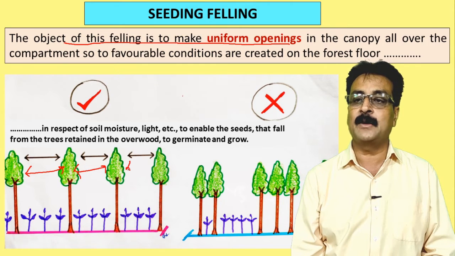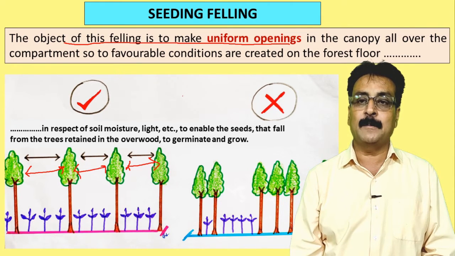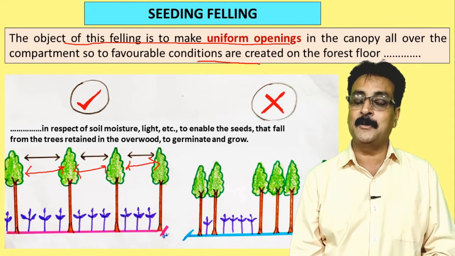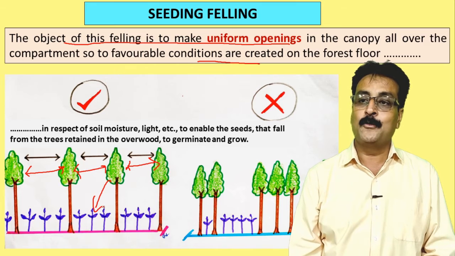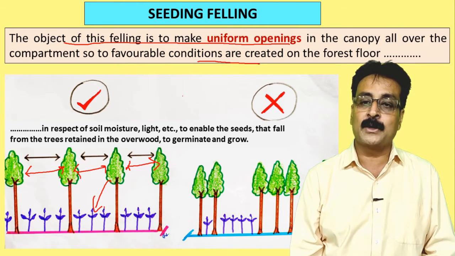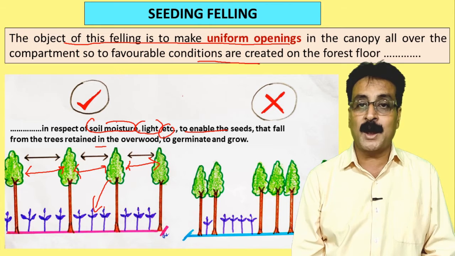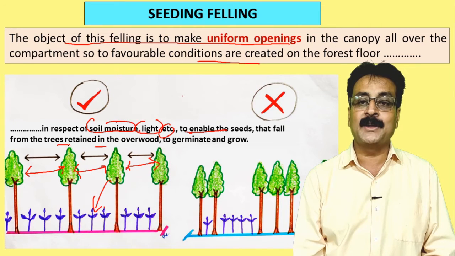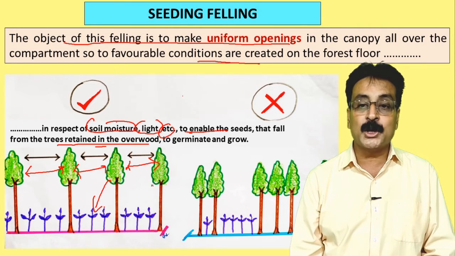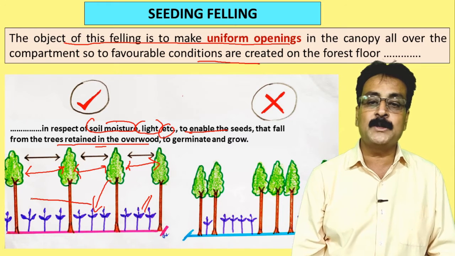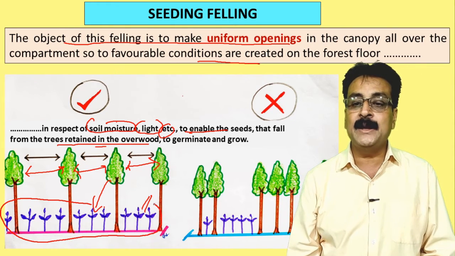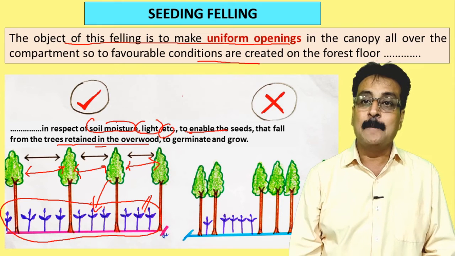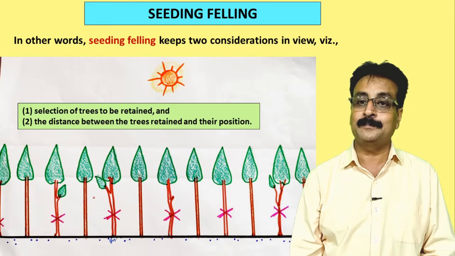As you can see here, you have a uniform opening in the canopy of the compartment for favorable conditions. Where should the favorable conditions come? It should come on the forest floor in respect of, number one, soil moisture, in respect of light, in respect of warmth, to enable the seed that falls from the trees retained in the overwood to germinate and grow nicely. So our objective here is to let the seed germinate and become a seedling and sapling and grow nicely, and seeding felling helps make this condition favorable on the forest floor.